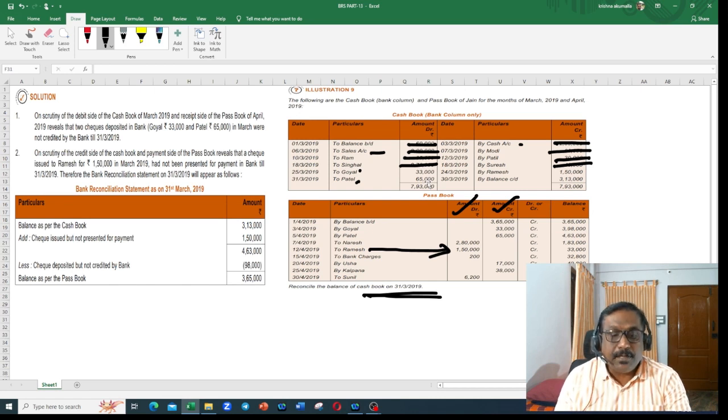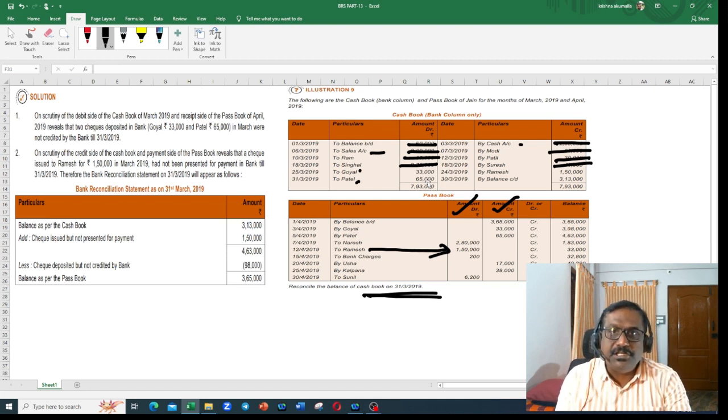How can I say 12th April? See the passbook. Bank debited our account on 12th April. What does it mean? Since Ramesh went to the bank on 12th April, the banker paid him on 12th April. But when are we preparing the reconciliation? We are preparing the reconciliation on 31st March. By 31st March 2019, has Ramesh's check been paid by the banker? No. When did the banker pay? Banker paid on 12th April.